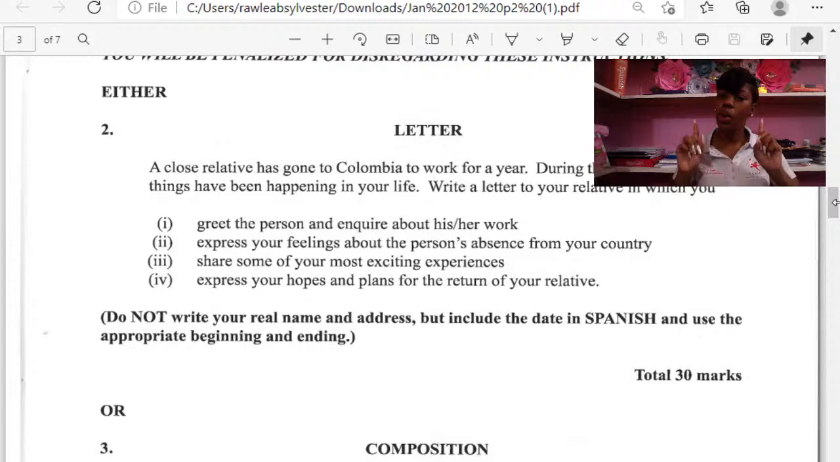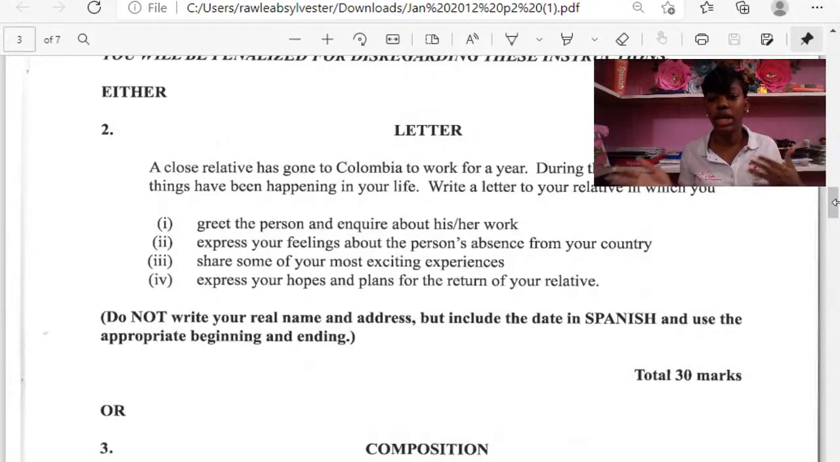What I want you to notice with the letter, especially any students I have on tonight, is that they give you 4 clues. As well as the composition, by the way, you do have 4 clues for the composition. So we're looking at the letter. We see the instructions. A close relative has gone to Colombia to work for a year. During this time, some exciting things have been happening in your life.